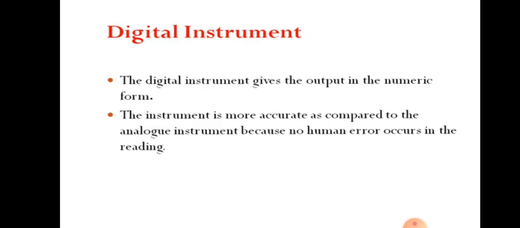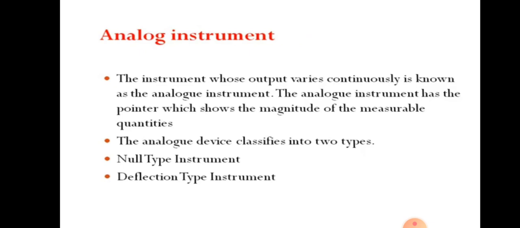Then we will see the analog instrument. The instrument whose output varies continuously is known as the analog instrument. The analog instrument has a pointer which shows the point of the measurable quantities. Okay, so here the reading is not in digital form, it is in the form of analog.